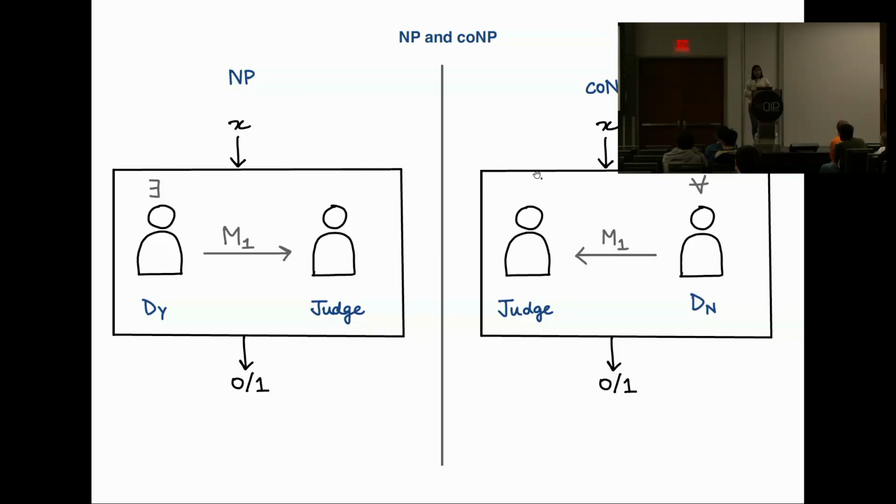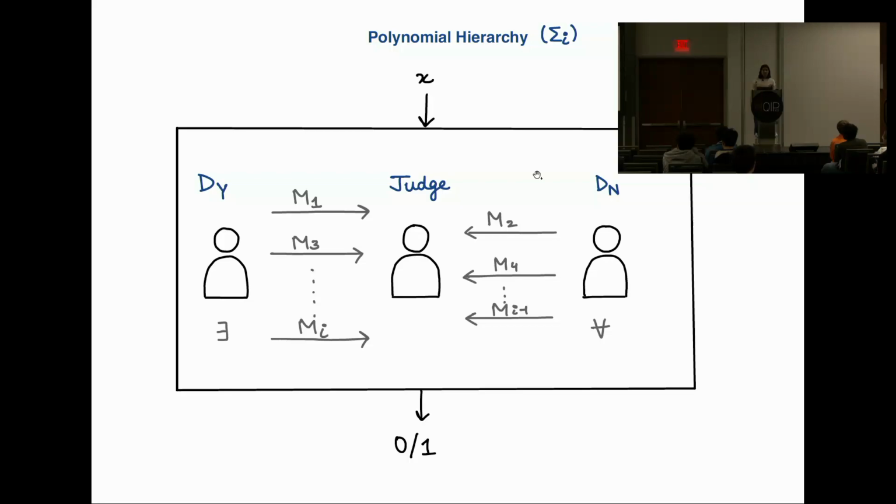Now, we call these dy and dn debaters for a reason. And instead of considering these one-round protocols where only one of these debaters speaks, we can start to think about problems which can be solved by using an i-round debate between these two debaters. This gives us the ith level of the polynomial hierarchy. So we have these two debaters dy and dn who are engaging in an i-round debate, at the end of which the judge makes a decision.